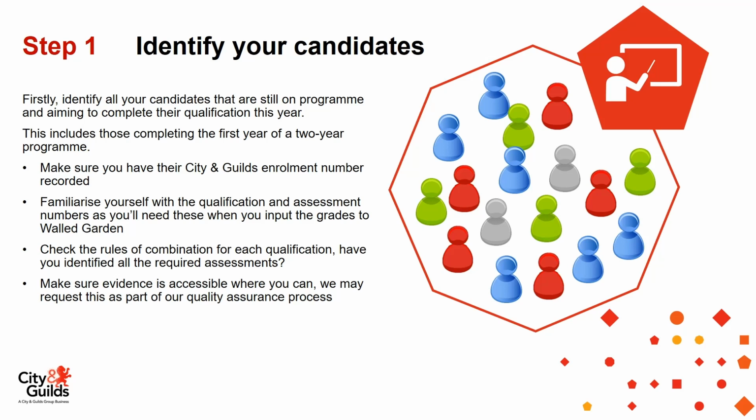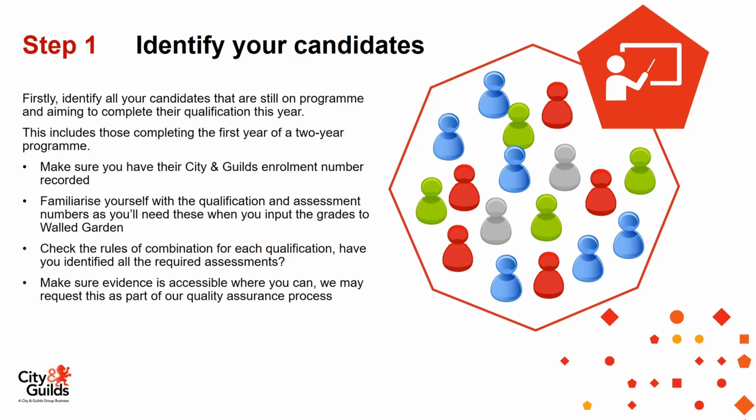To help prepare, make sure you have their City and Guilds enrolment number recorded and familiarise yourself with the qualification and assessment numbers, as you'll need these when you input the grades to walled garden. You might also want to think about checking the rules of combination for each qualification and that you've identified all the required assessments. If not, the qualification grade will not be calculated in time for results day. Finally, make sure evidence is stored somewhere accessible, as we may request this as part of our quality assurance process.